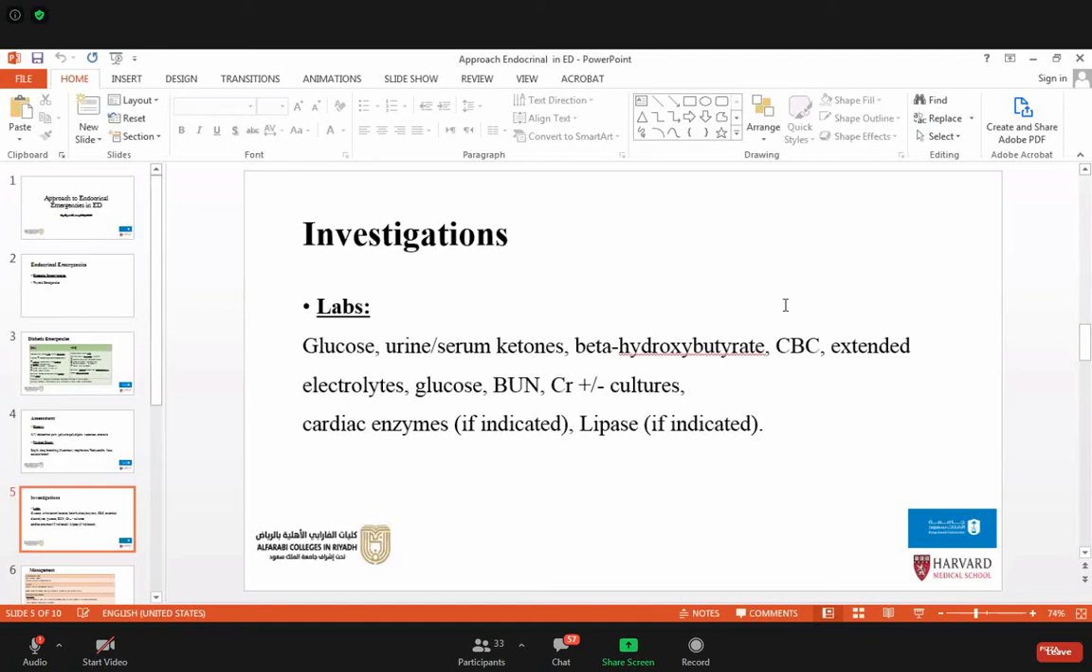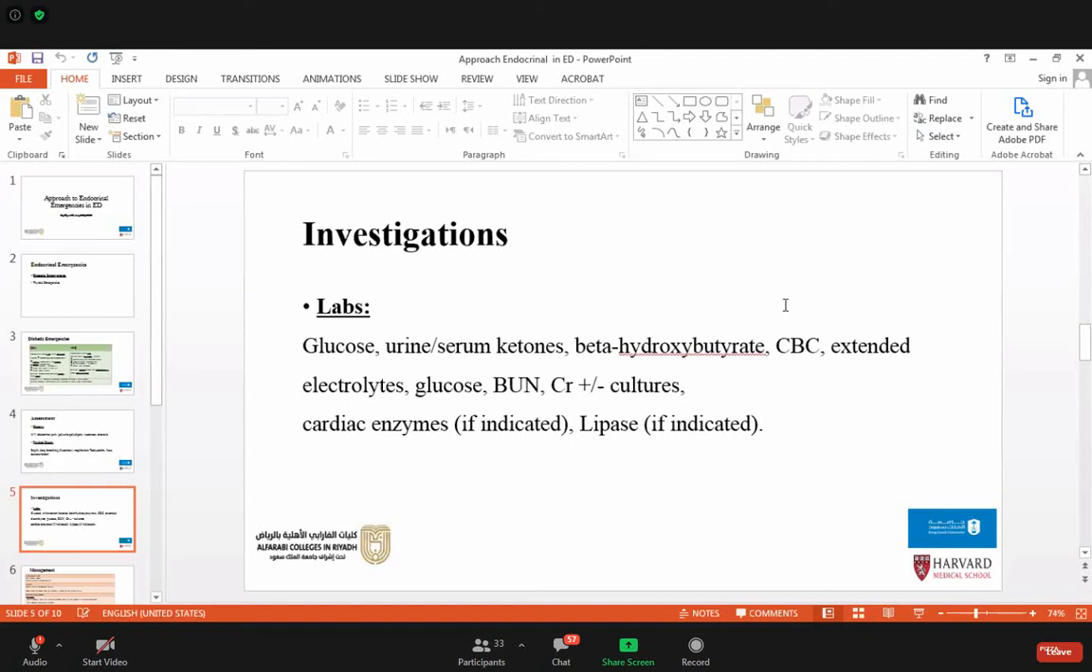CBC, so you want to check the white cell count if you're suspecting infection as a stressor for this DKA. And also you need to check the electrolytes. As we know, DKA will affect the potassium, will affect the sodium, will affect the phosphate. So you need to make sure that you check all of that, and especially the potassium, to be honest with you.